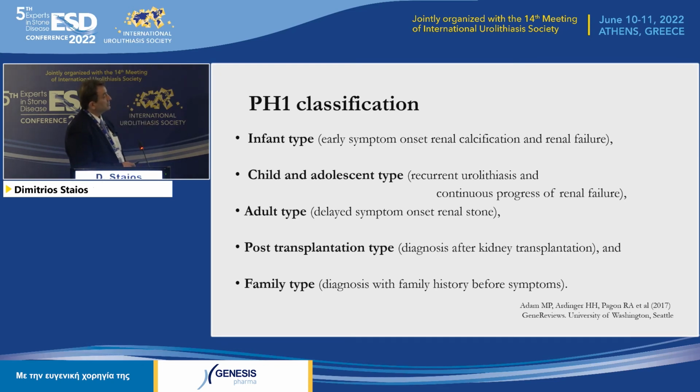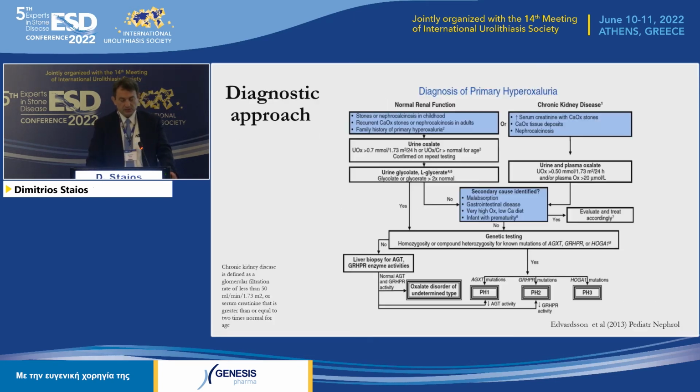Child and adolescent type, adult type with delayed symptoms onset or renal disease. Some we find after the transplantation, and of course we have the family type that we diagnose because another member of the family has a history. This is the diagnostic approach, and this is the criteria that we have to follow.